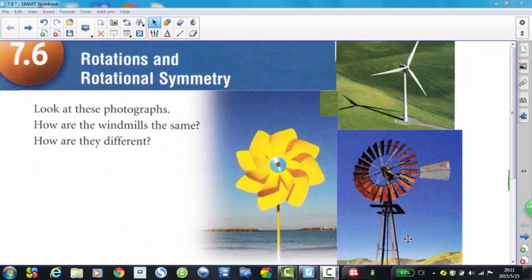7.6 Rotations and rotational symmetry. Let's look at 3 photographs on the screen first and think about 2 questions. The first one is, how are the windmills in these 3 photographs the same? How are they different? We find that all the windmills in these 3 photographs share one common feature. This common feature is that those 3 windmills have rotational symmetry.